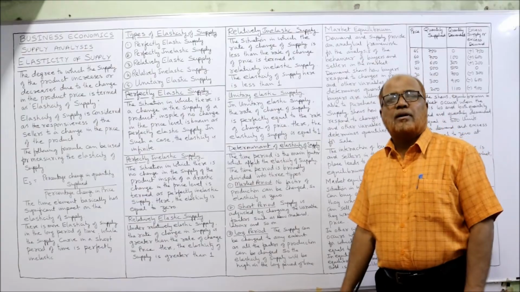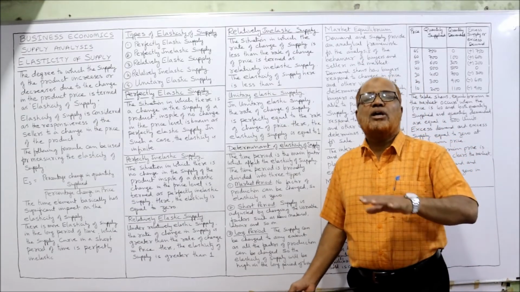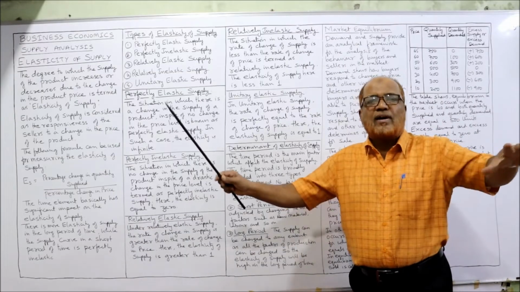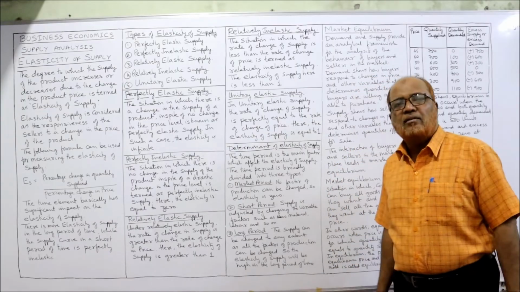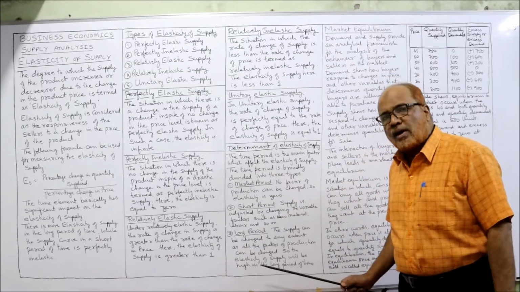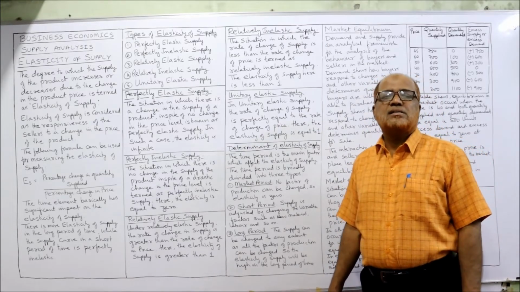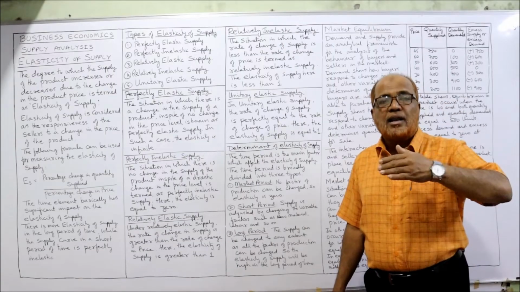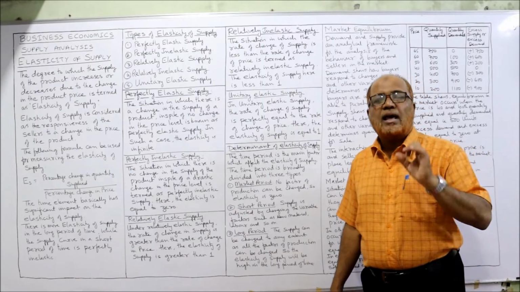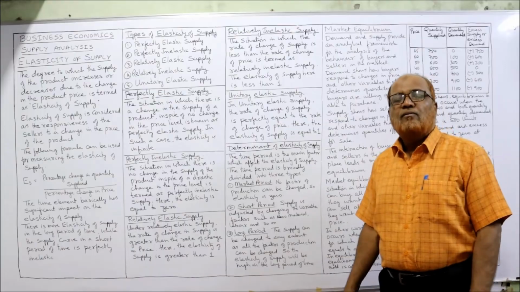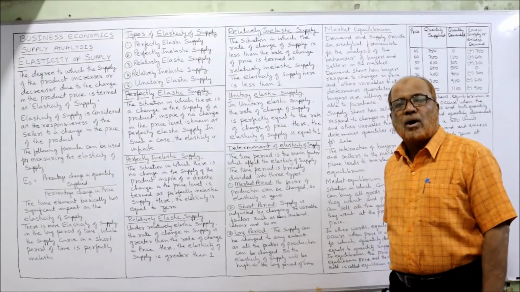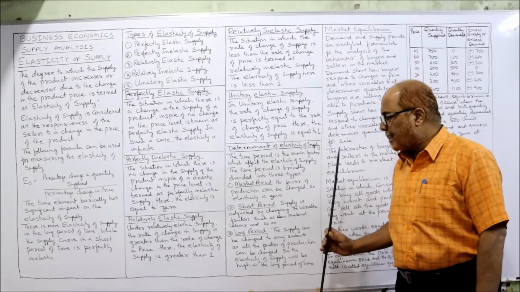In case of long period, the producers or suppliers can change all the factors of production, whether variable factors or fixed factors. All the factors can be changed. So it's a period in which the suppliers will have full control on the supply. So that's why in the long period of time, the elasticity of supply will be more. Greater elasticity of supply in long period of market, whereas small elasticity of supply in case of short period, whereas no elasticity of supply in case of market period. So this is about determinants of elasticity of supply.